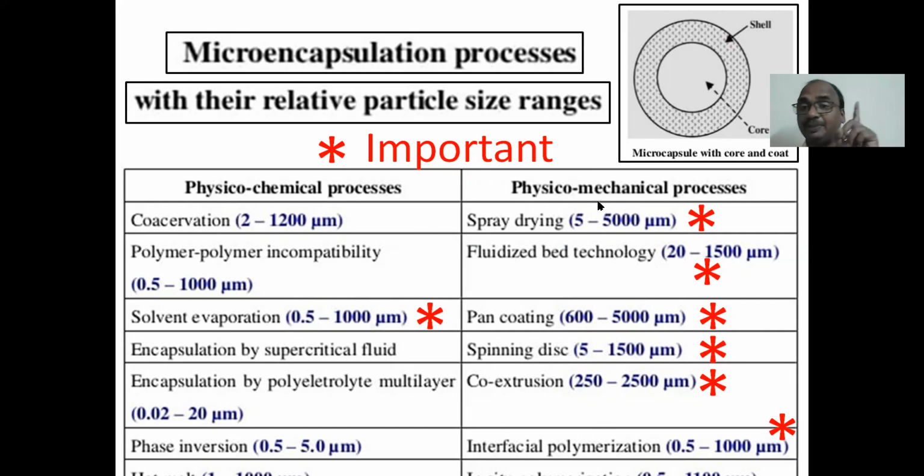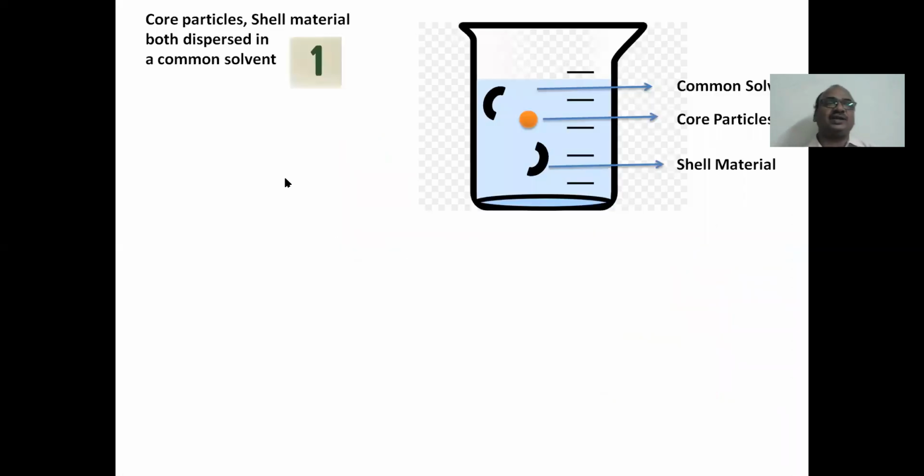This is called physico-mechanical processes. Mechanical, we are using mechanical means, instruments, here. This is physico-chemical, we are using chemicals here. Equipment we are using. So the first one, the solvent evaporation method, that we will see.